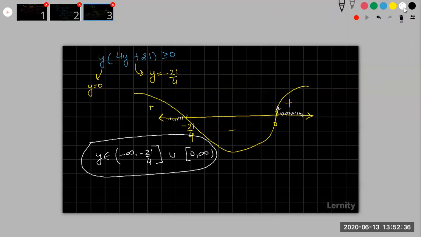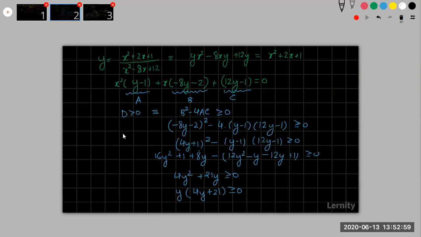Now, but remember one thing. We have 0 here and we have minus 21 by 4. So just to be cautious, we will check the boundary. Here we have two boundary points, minus 21 by 4 and 0. So we will check these two boundary points in this equation and we will see whether we get a real value of x.